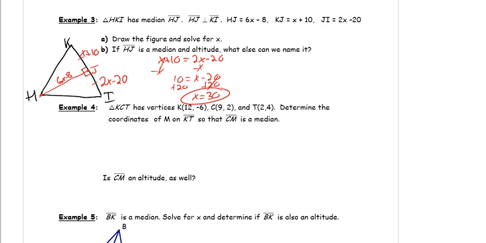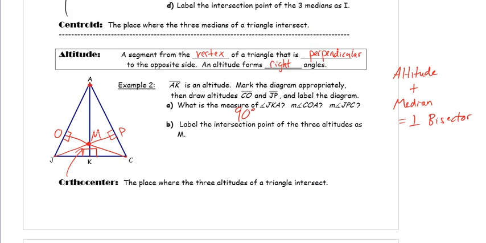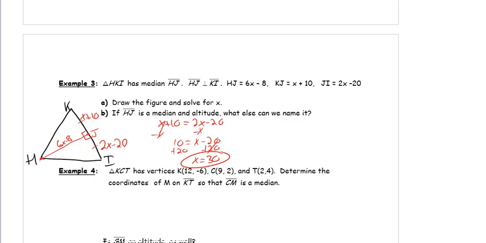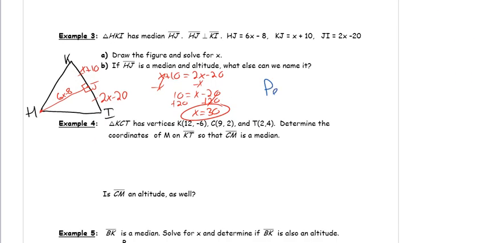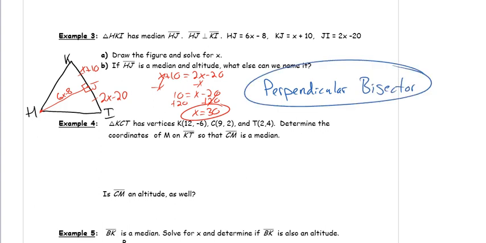If HJ is a median and altitude, which it was, because I told you it was a median at the beginning, and then I told you it was perpendicular, this is our special name that we talked about before. Altitude plus a median makes it a perpendicular bisector. It does both things. It's perpendicular and it bisects.